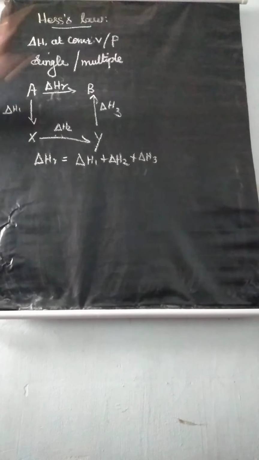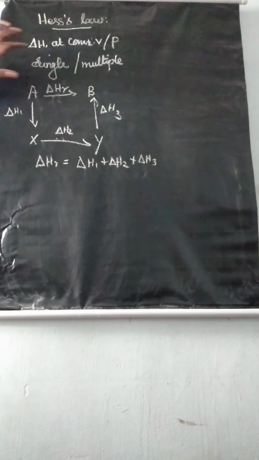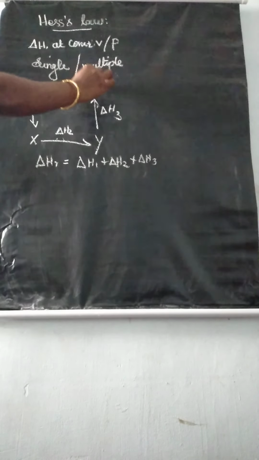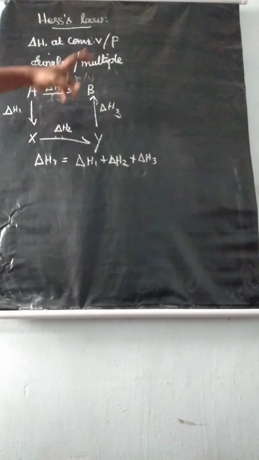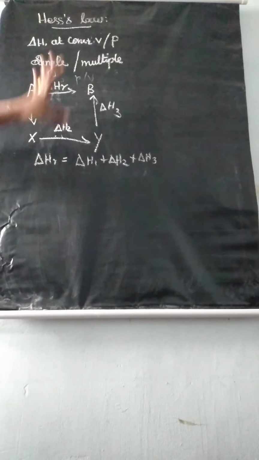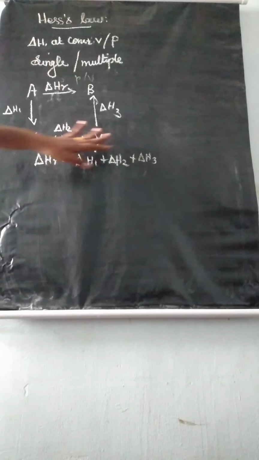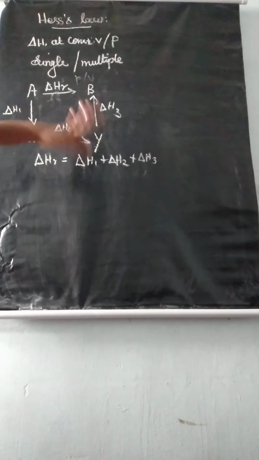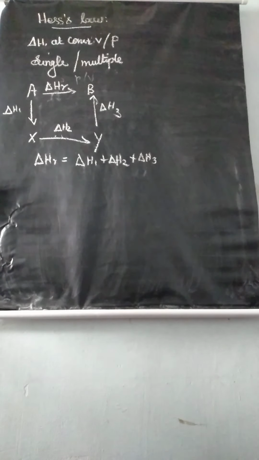Understand? So what is meant by Hess's law? Hess's law means the enthalpy change of a reaction at constant pressure or constant volume is the same, whether it takes place in a single step or multiple steps. Understand? So this value and the sum of the multiple step values are also the same. Now listen, now we can see the next topic.